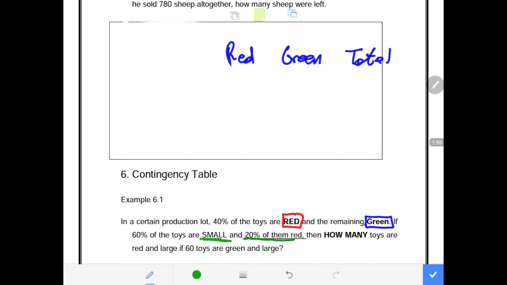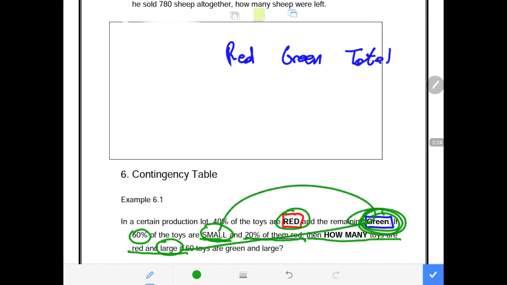And 20% of them are red, meaning 20% of the small toys, which are 60%, 20% of those toys are red. Then the question says, then how many toys are red and large? That means now we have small, we have large, we have red, and we have green. That means we can have green toys that are large, green toys that are small, red toys that are small and red toys that are large. So that is very important to note.